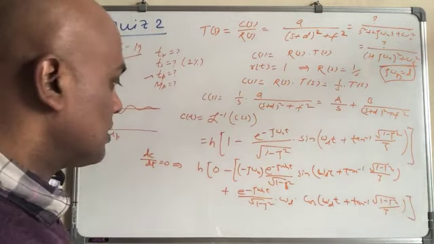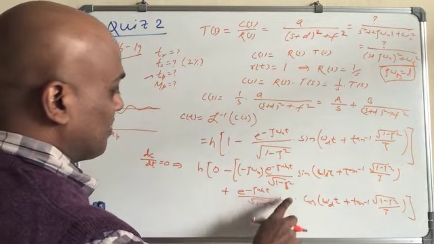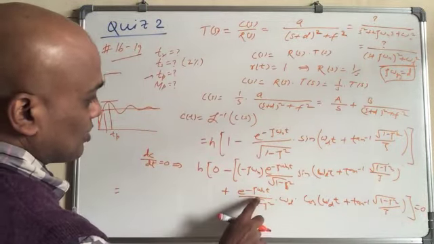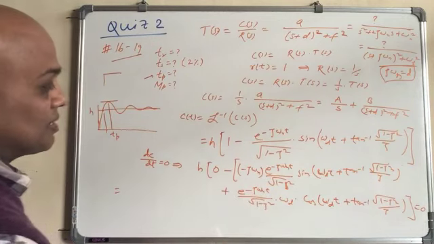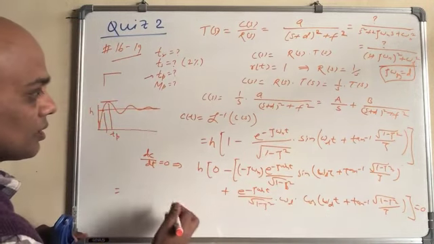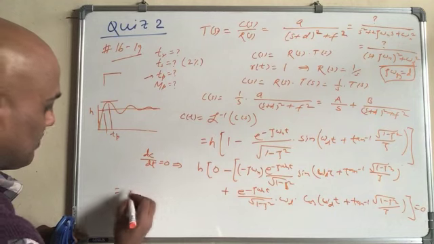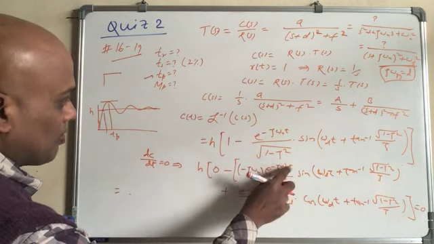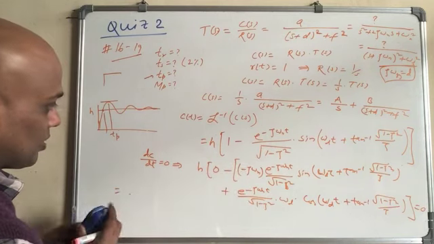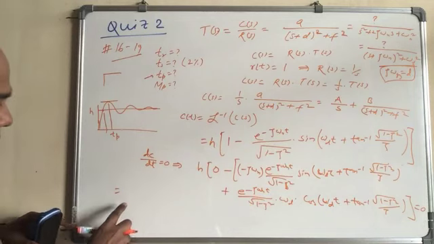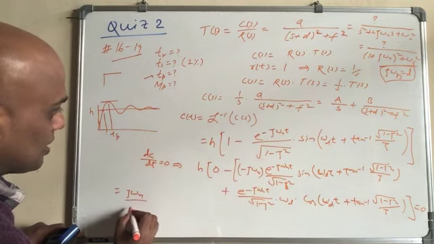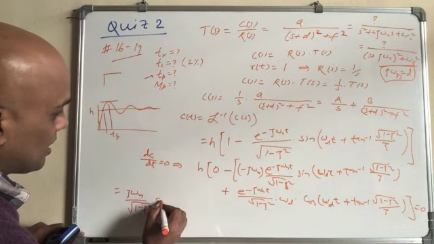So this is what we got. We can simplify further. This is all equal to 0. The h will be gone, and a few things come out common, which will be gone. So let's write further. That will be equal to e to the minus zeta omega n t on both sides, that's gone, and then we have minus, minus, plus, so we simply get that zeta omega n over root 1 minus zeta square, sine omega d t.